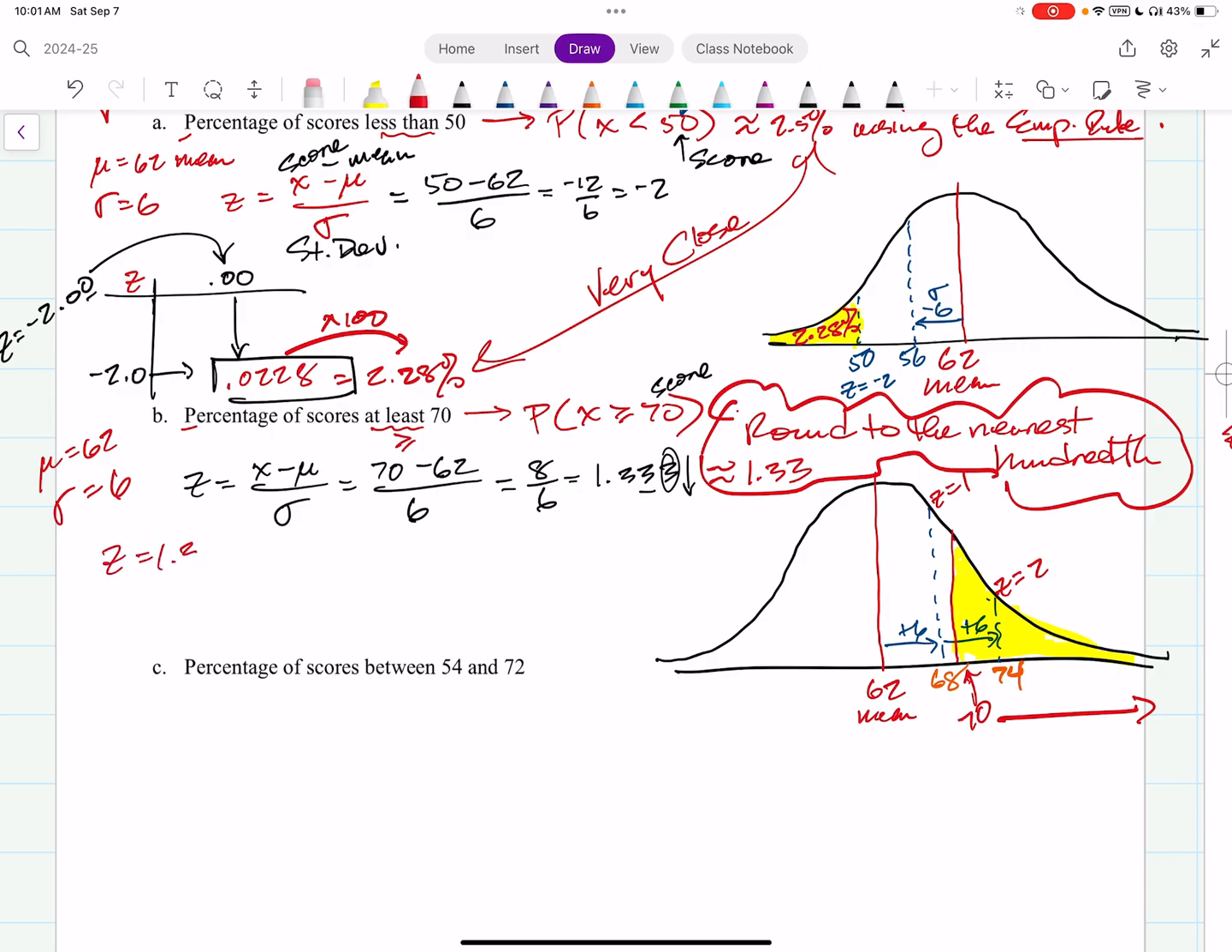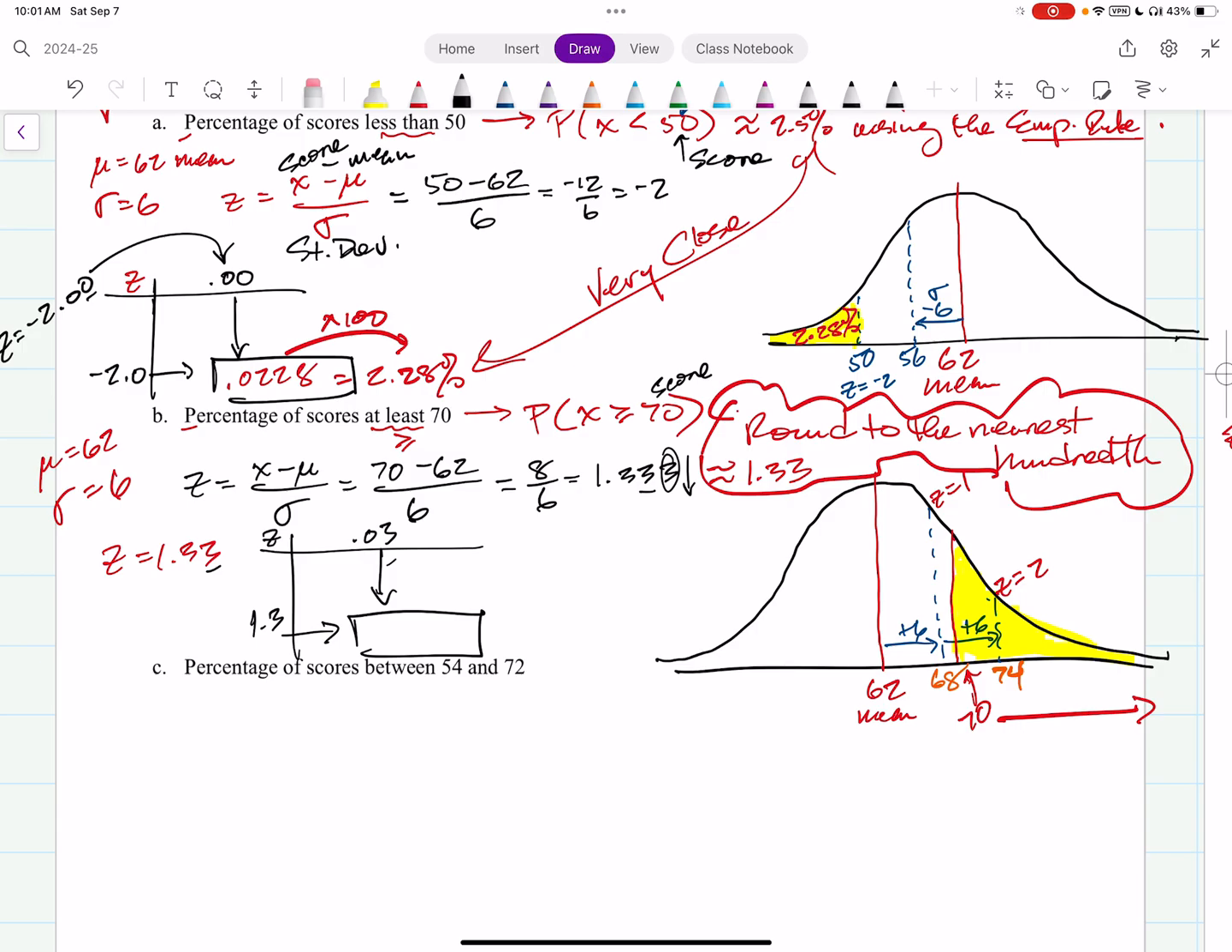z is equal to 1.33. Now to check this out on the table, let's draw the z table. For z, we take the first two digits and put them on the column, then take your hundredths digit, which is 0.03, and then we go across and down, and read that number.